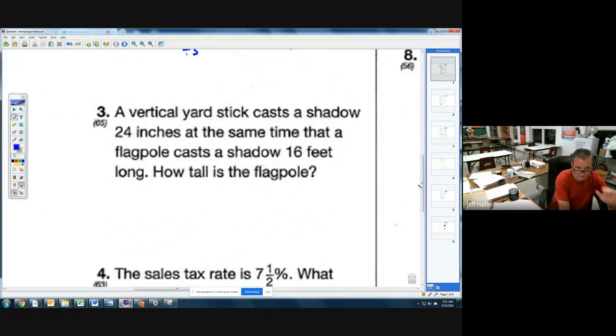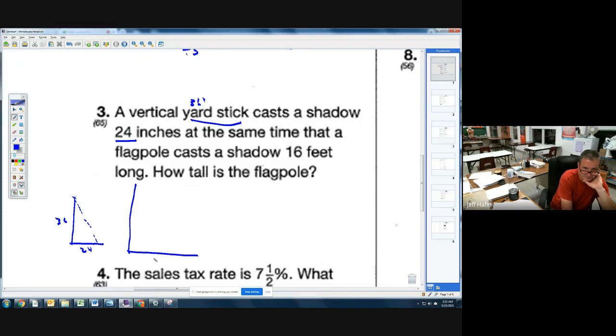Oh, number 3 is always an award winner for 7th grade. A vertical yardstick casts a shadow 24 inches. So we know that a yard is 36 inches. So let's do that. A vertical yardstick is 36 inches and casts a shadow that's 24 inches. Here's its shadow. A flagpole casts a shadow that is 16 feet. So my flagpole is much larger. It casts a shadow 16 feet. How tall is the flagpole?